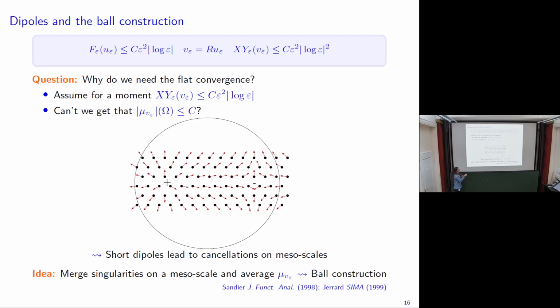Well, of course, you don't know if it's good to stop here, or if there are other discrete singularities close by that you should also include. So you should make this ball even a bit larger. But this is something that can be made rigorous by the ball construction.